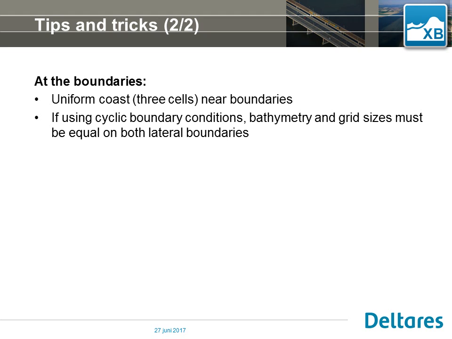At the boundaries, you should ensure that you have a uniform bathymetry, at least 3 cells, both on the offshore boundary as on the back boundary and the lateral boundaries. This is to ensure that the model is relatively stable in combination with the assumptions made at the boundaries for the Neumann conditions. Furthermore, if you're using cyclic boundary conditions, then obviously the bathymetry and the grid sizes on both lateral boundaries have to be identical, otherwise the cyclic condition is not met.